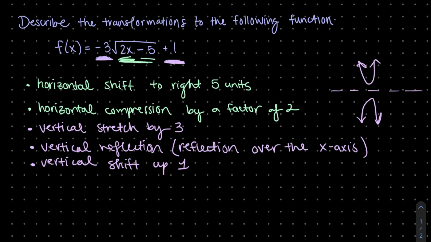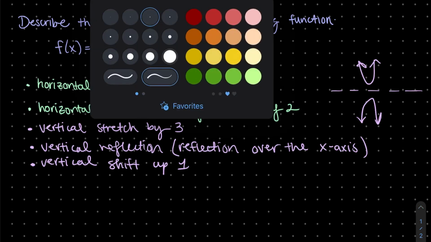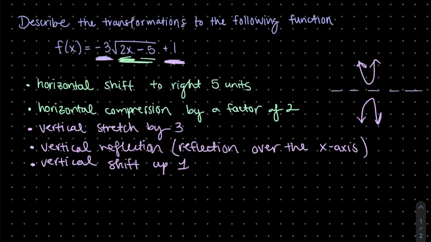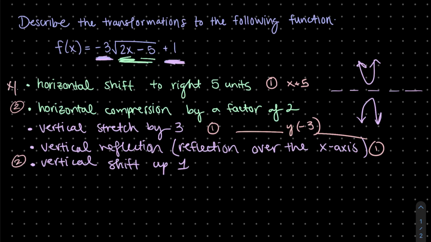Had we been graphing this, just for funsies, we would do the horizontal shift and the vertical stretch and reflection first. For the horizontal shift, we would do x plus 5. For the vertical stretch and the reflection, we would do y times -3 to our parent function points. Then secondly, we would do our horizontal compression and our vertical shift. For the horizontal compression, we would divide our x's by 2, and for the vertical shift up, we would add 1 to our y's. So that's not part of this question, but when you get to the graphing questions, that's what you'll actually be doing.